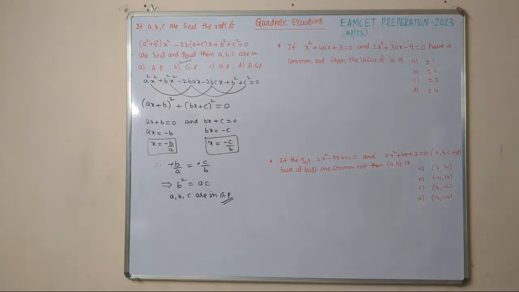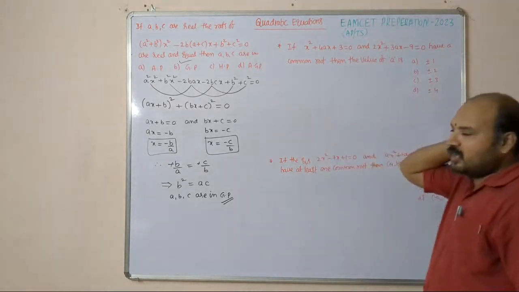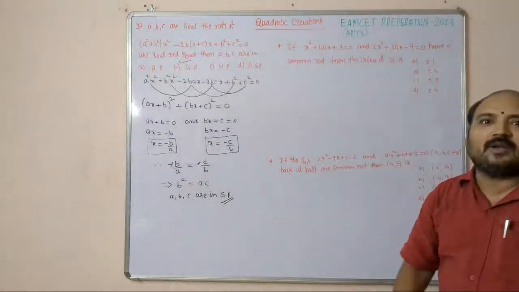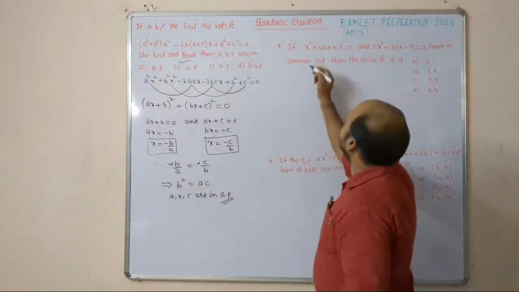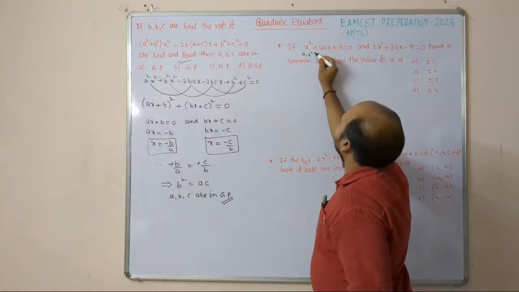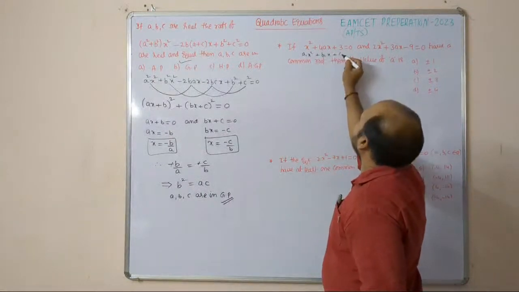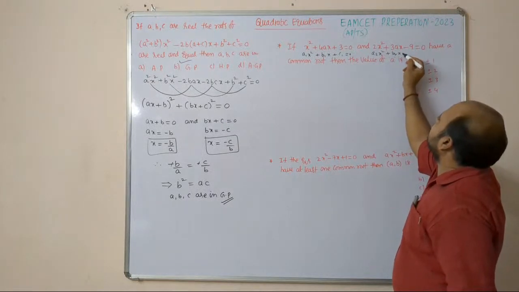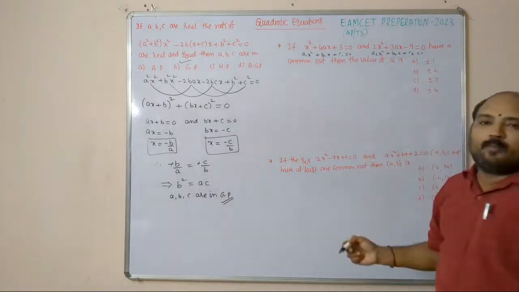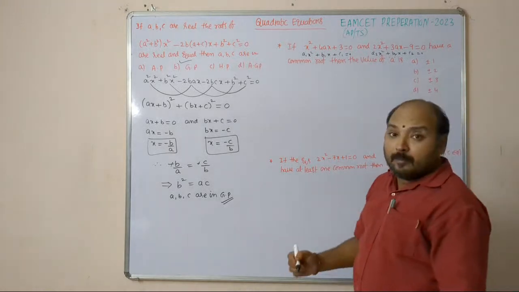Now come to another question. Both questions are related to common roots. We know the common root concept: a1x square plus b1x plus c1 equal to 0, and a2x square plus b2x plus c2 equal to 0. Both the quadratic equations have a common root.